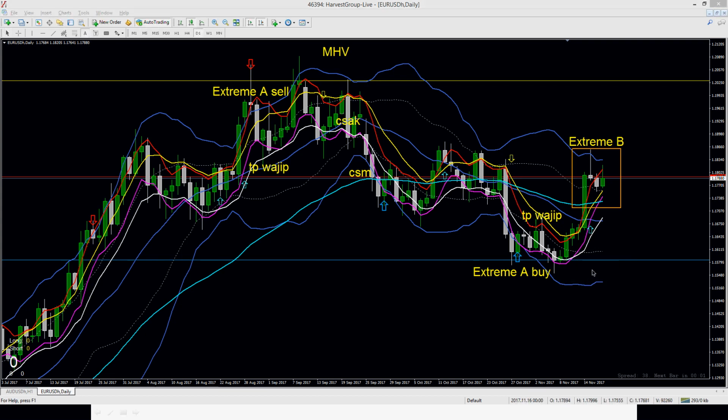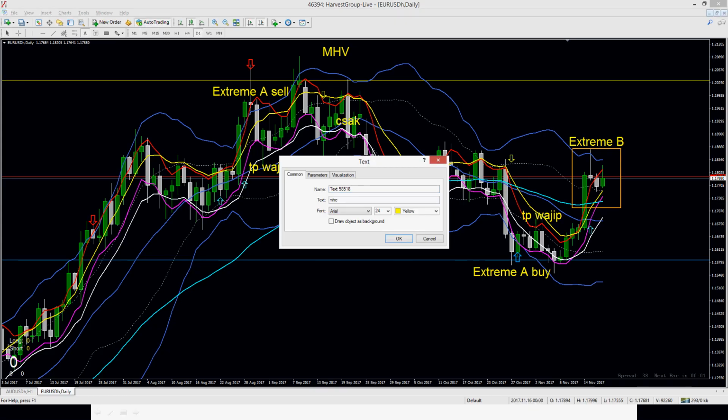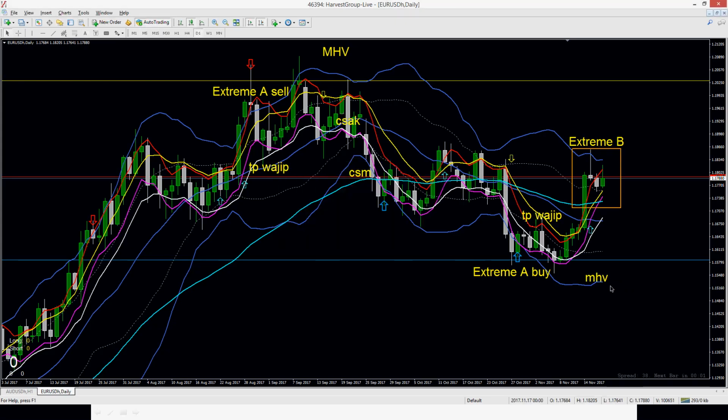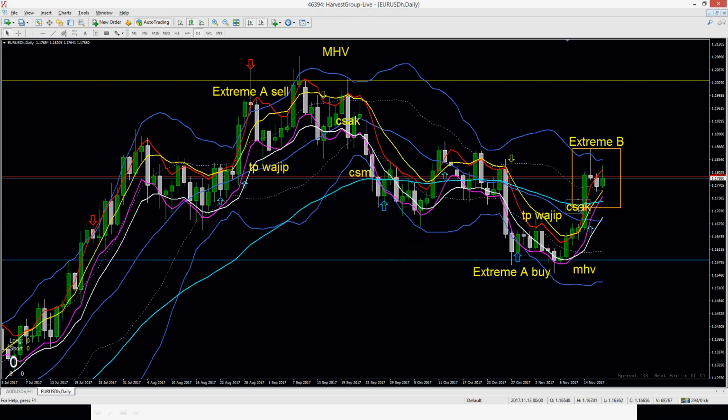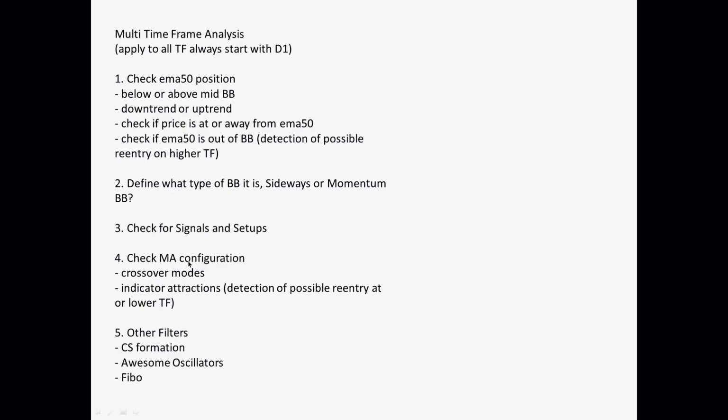Hang on, let me sort this out. So you have a buy MHB over here, and now you also have candlestick Arakuko. However, with this candlestick Arakuko, you don't have any momentum at the top because there's an extreme B sell. So that's the setup for EU daily at the moment. But we know the next time frame we'll be looking into will be weekly. Okay, that's done.